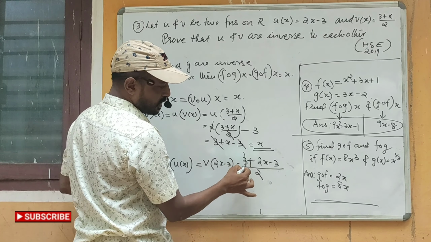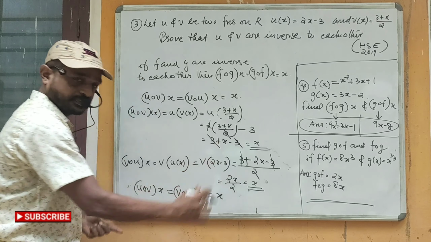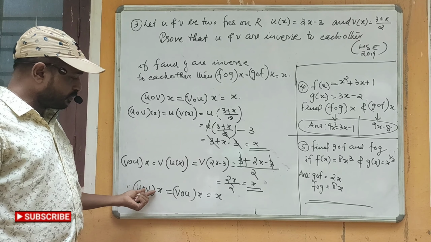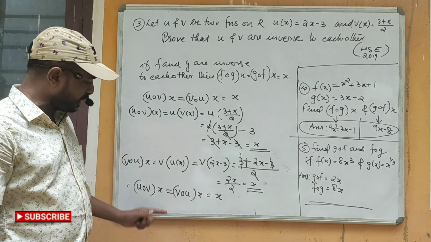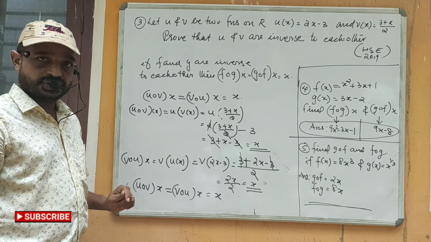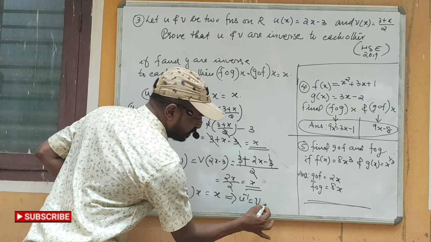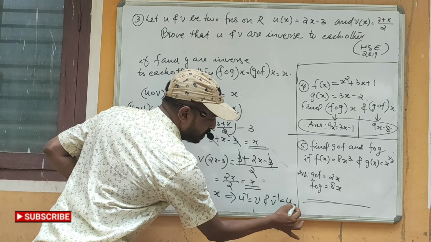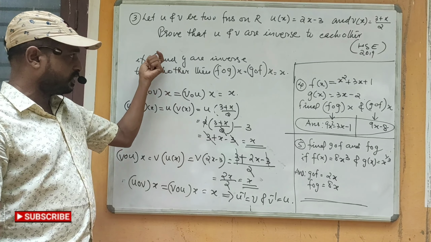Then what does it mean? U composition v of x is equal to v composition u of x is equal to x. If u composition v of x is equal to v composition u of x is equal to x, then what does it mean? U and v are inverses of each other. Isn't it? That means u inverse is equal to v and v inverse is equal to u. We have seen that this is a very important result and you must remember this result.